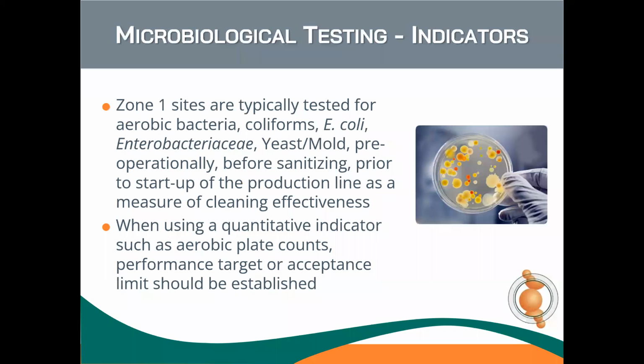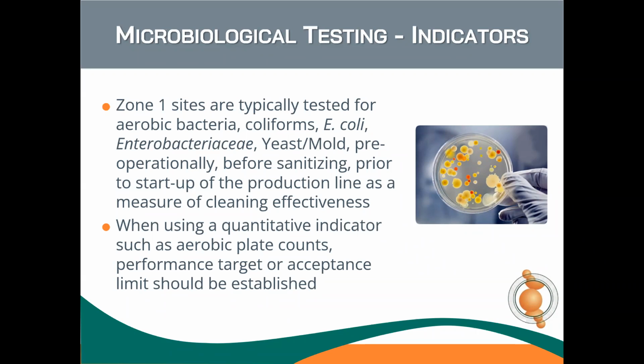So aside from pathogens, quality indicators are also a very valuable piece of your EMP. Zone 1 sites are typically tested for aerobic bacteria, coliforms, the generic E. coli species, Enterobacteriaceae, and/or yeast and mold. Zone 1 sites should be swabbed pre-operationally before sanitation and prior to startup of the production line as a measure of cleaning effectiveness.